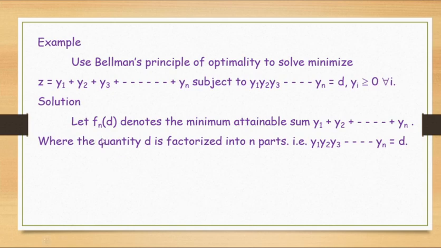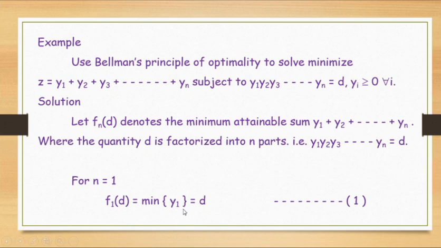Let fn(d) denote the minimum attainable sum y1 + y2 + y3 + ... + yn, where the quantity d is factorized into n parts, that is y1 y2 y3 ... yn = d. We consider the first case where d can be factorized into only one part. That means f1(d) is the minimum of y1, and that value is nothing but d only. That means f1(d) = d. Equation number 1.